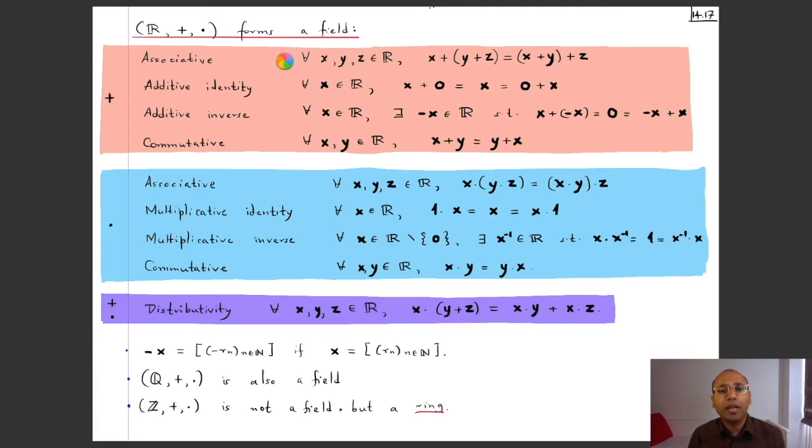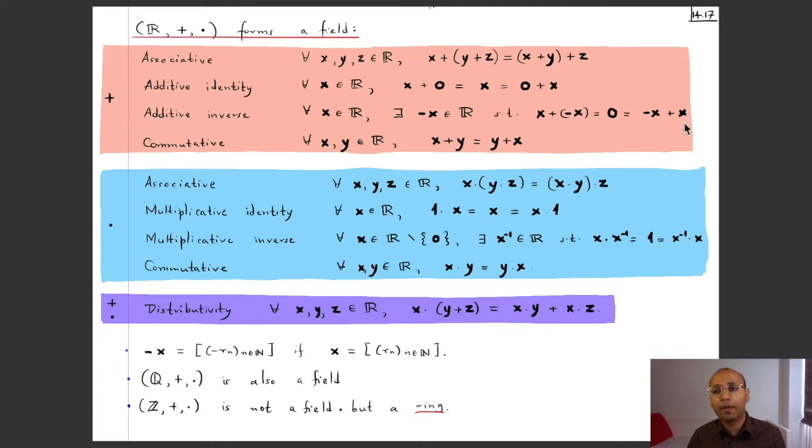Associativity means that for every three real numbers x, y, and z, you have that (x plus y) plus z is the same as x plus (y plus z). Additive identity means that there exists a special element, which is the zero real number, which we just introduced, such that for every real number x, x plus 0 is equal to x, and that's also equal to 0 plus x. Then every real number has a corresponding additive inverse. So this means that for every x in R, there exists a corresponding real number, which we denote by minus x, such that when added to x, you get the additive identity 0, and that's also equal to minus x plus x.